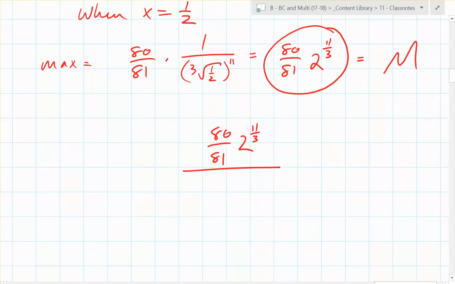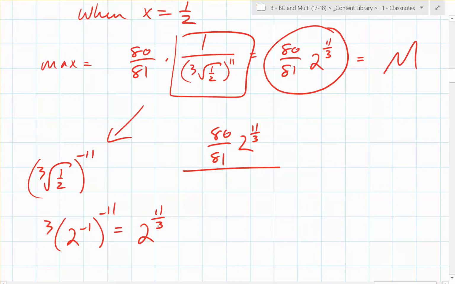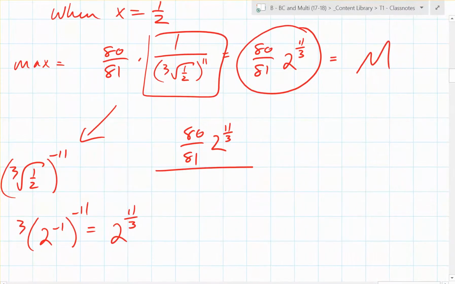Why is it 2 to the 11 over 3? Because this right here, that is the cube root of 1/2 to the negative 11th power, right? So that is the cube root of 2 to the negative 1 to the negative 11th, which is 2 to the 11/3. The negative kind of trickles up. So if we want the actual max error, thank you for pointing that out, Katie. We just figured out m right there.